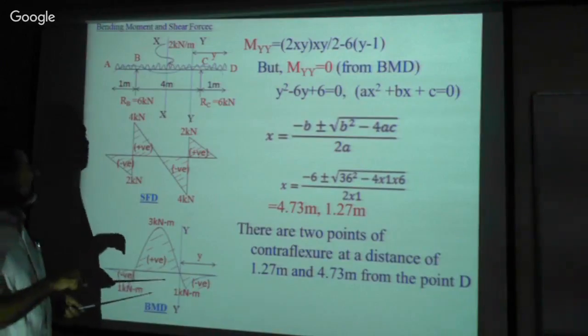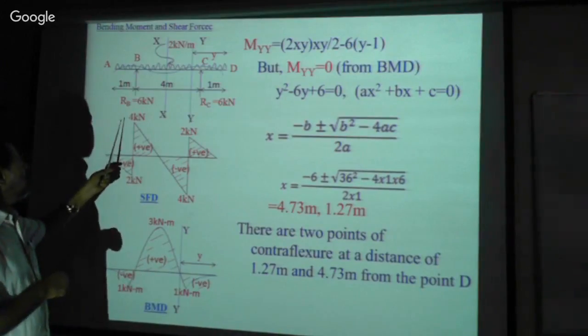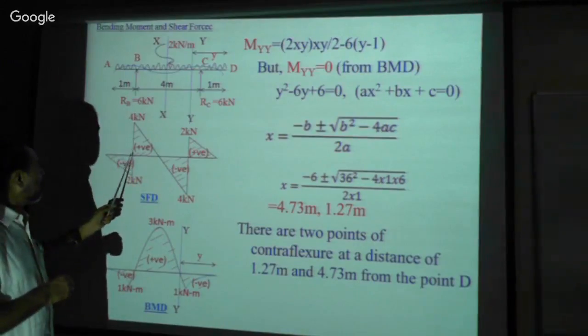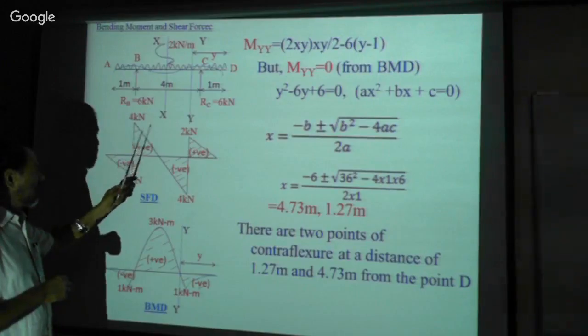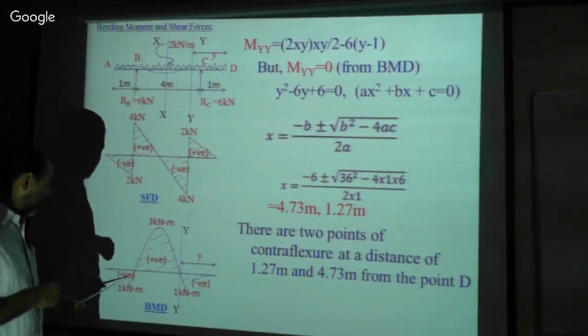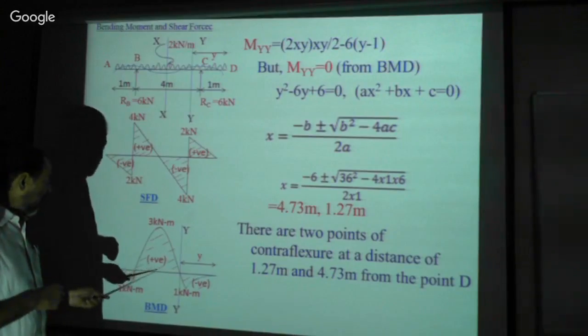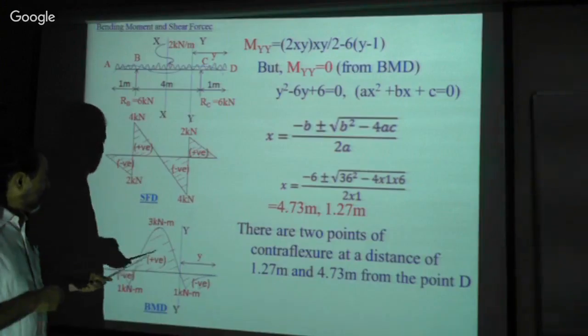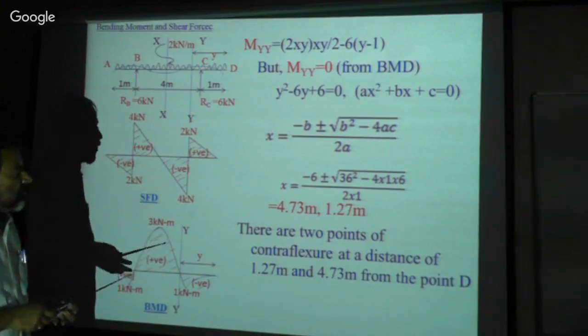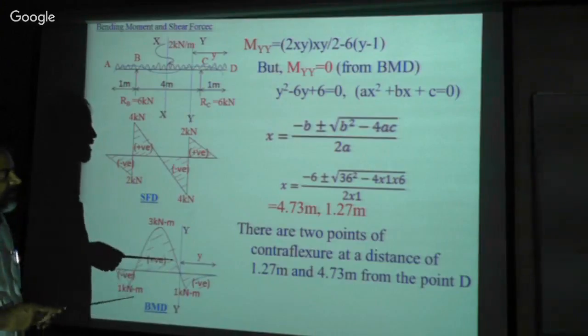Now again you have to write down the answers, or the tabulation of results: 4 kilonewton positive shear force, 4 kilonewton negative shear force, and then 1 kilonewton negative bending moment, and maximum positive bending moment 3 kilonewton meter. That is how you have to complete the procedure, plotting the bending moment and shear force diagrams.